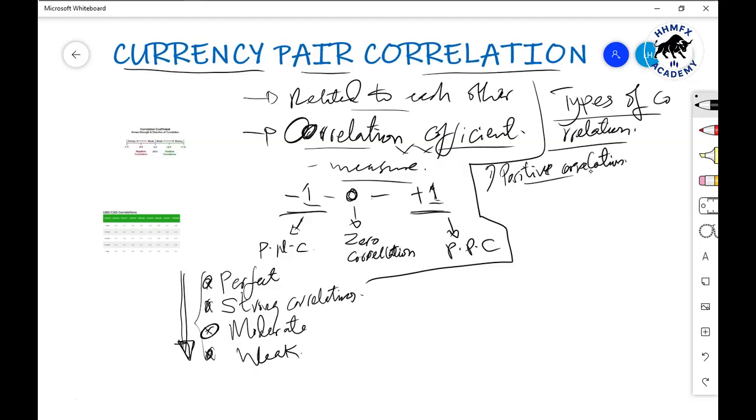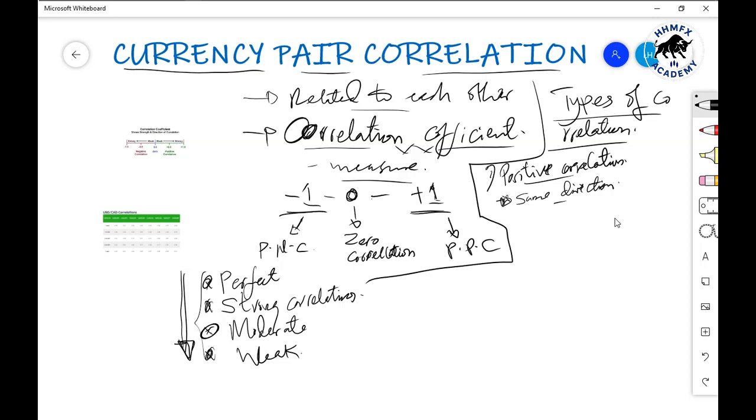Positive correlation is all about two currency pairs that move in the same direction. They relate by moving in the same direction. This is what we call a positive currency pair correlation. So if one pair is buying, the other pair will take the same direction and will be buying also.